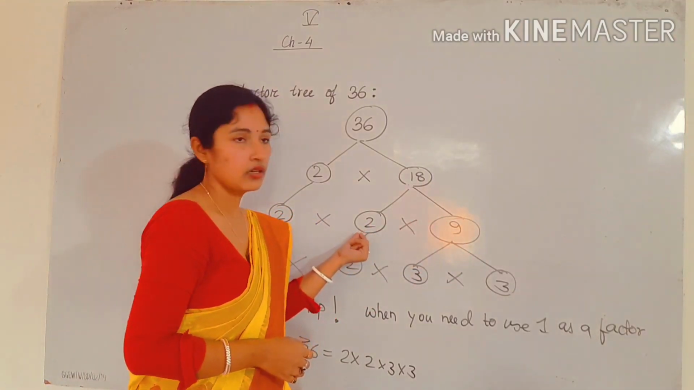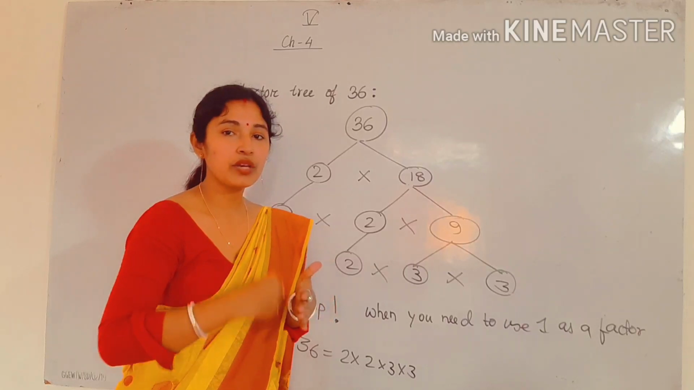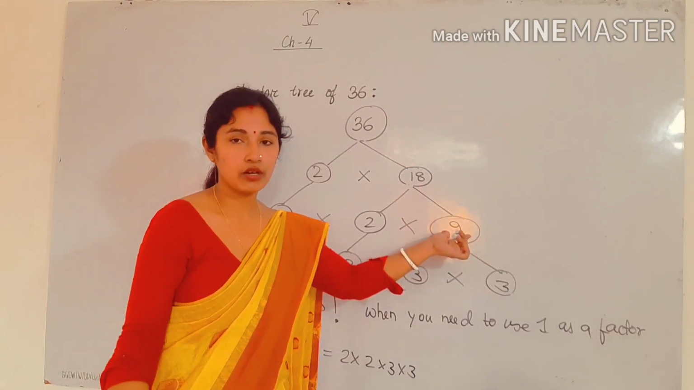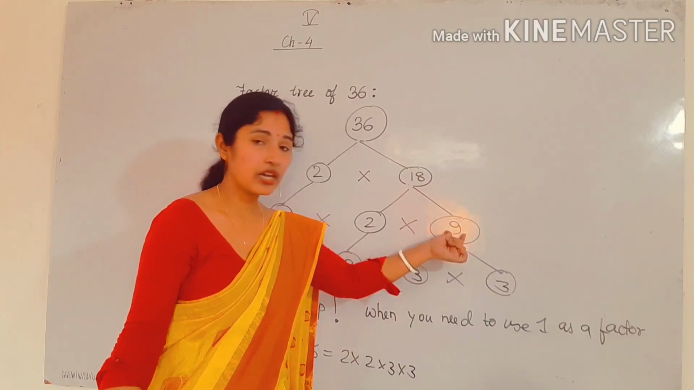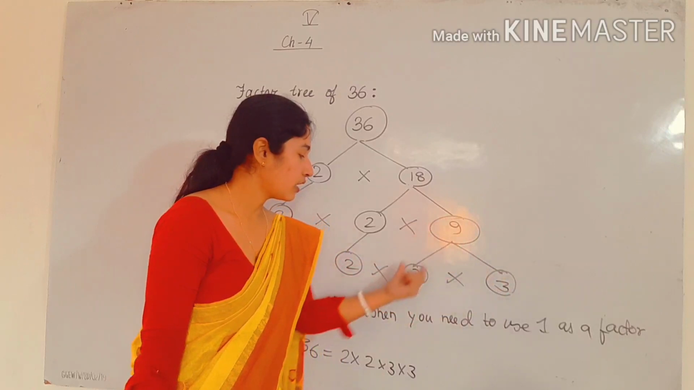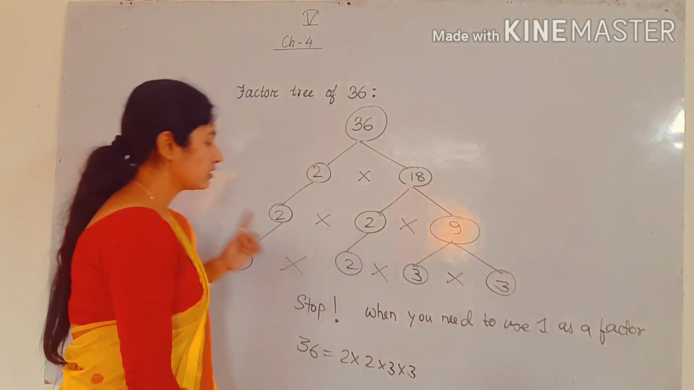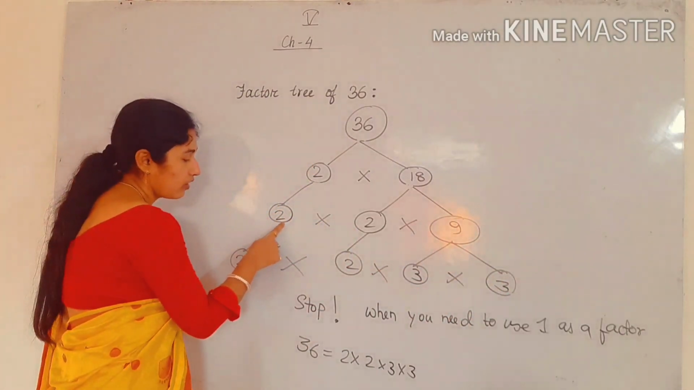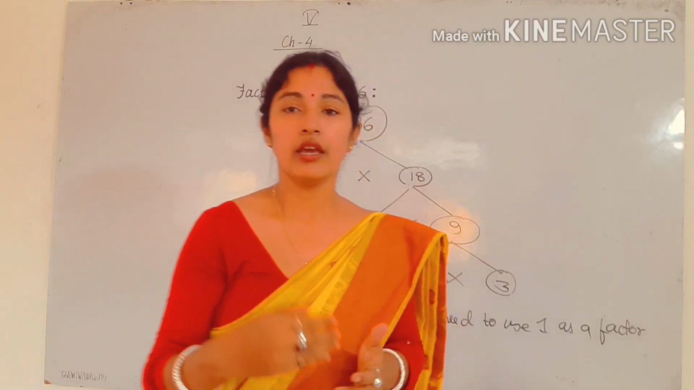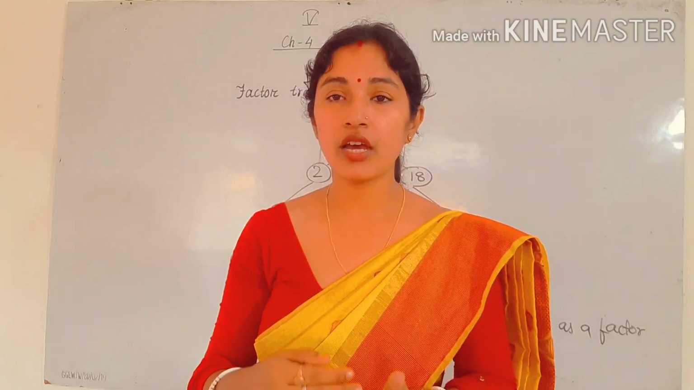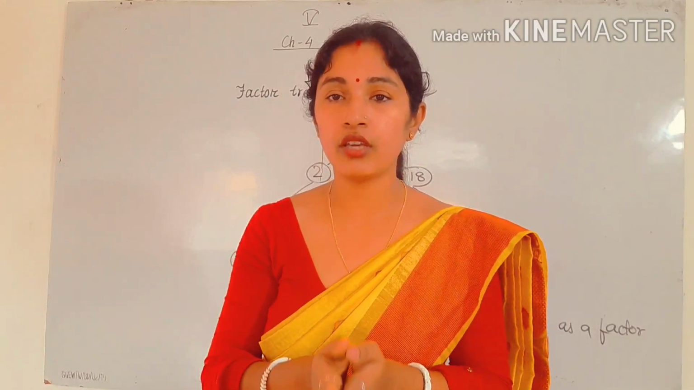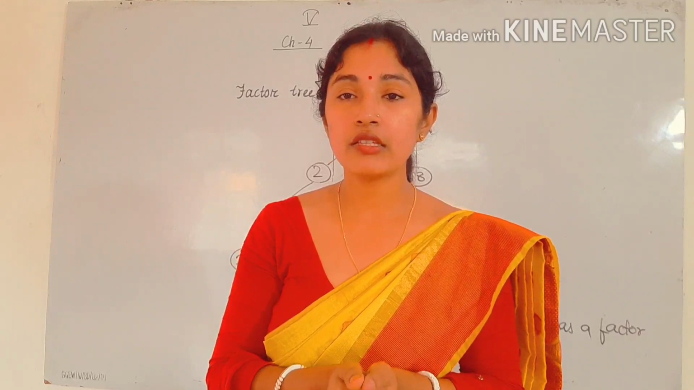Again 2 cannot be broken, we cannot break 2 further. Okay, so we can break 9. We can write 3 into 3. So here 3 into 3. And see, which are not factorized, here it is not called break. Okay, here it is called factor, means we are finding the factor, that's why it is called factorize.